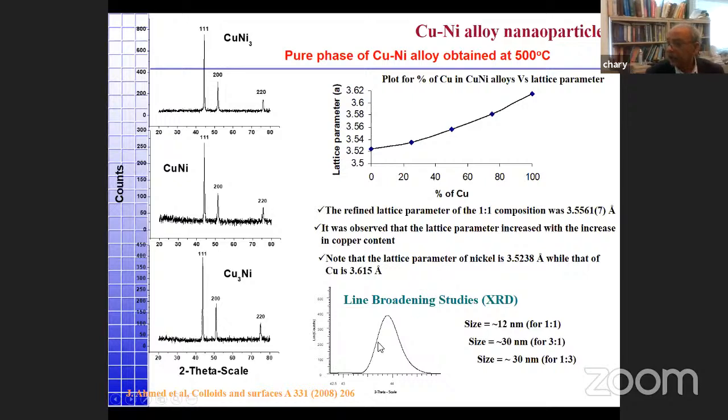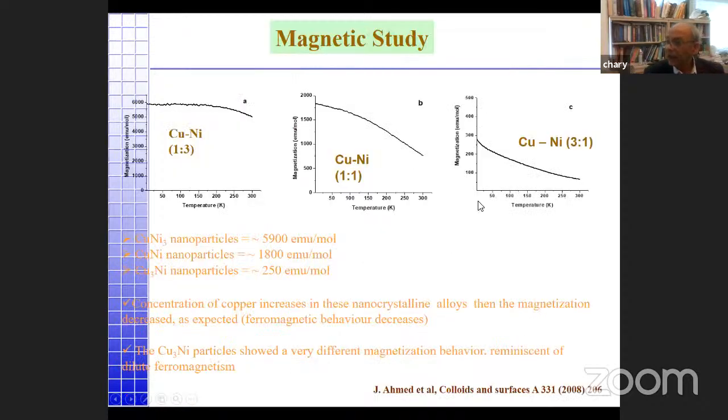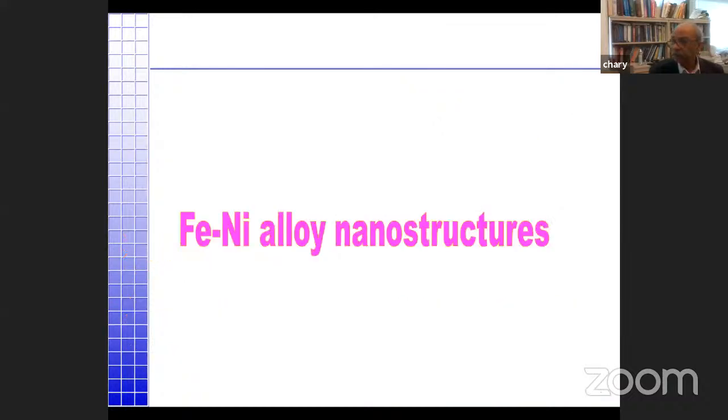In all cases, we were able to look at both the TEM and X-ray line broadening to find out the particle sizes. And here are the particles. They're extremely tiny. As you can see, they're about 7 nanometers. And if you look at the magnetization values, if you have 1, 2, 3, the saturation magnetization is about 6,000. And when you bring it down to 3 to 1, the saturation magnetization is only 300. So you can play with the saturation magnetization values just by changing the ratio of copper to nickel.